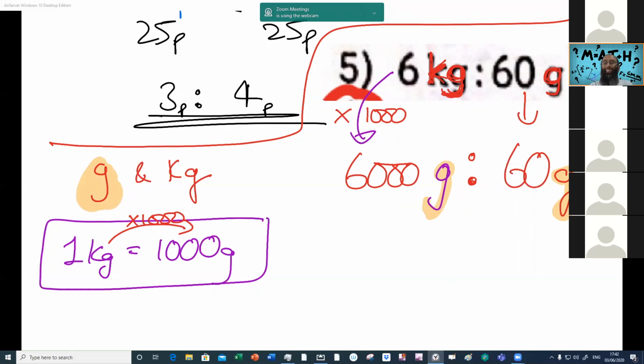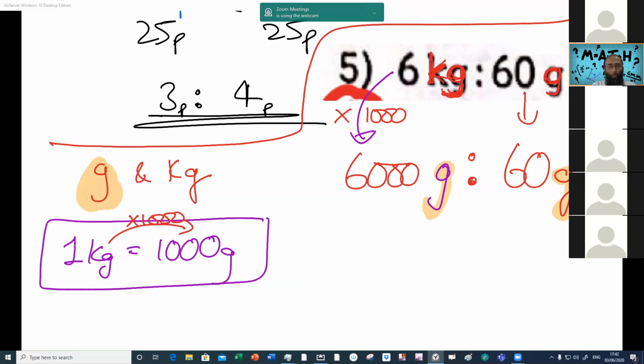I want you to start cancelling now. What shall I cancel by? What can I cancel by as well? You've got both of them on the 10 times table, giving you a clue. What can we divide them by straight away first? You can divide it by 1,000 and 100. Okay, give me one number. You gave me 2 numbers. What can I divide them by?